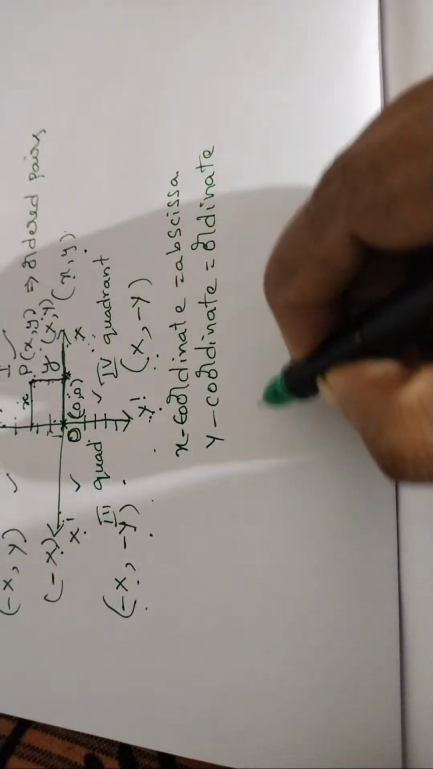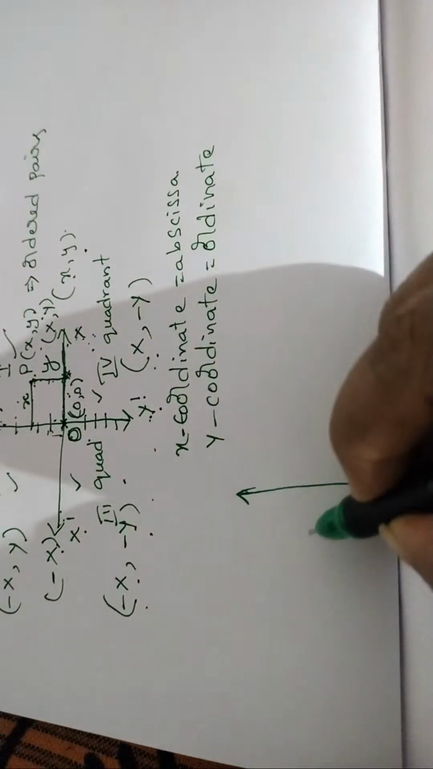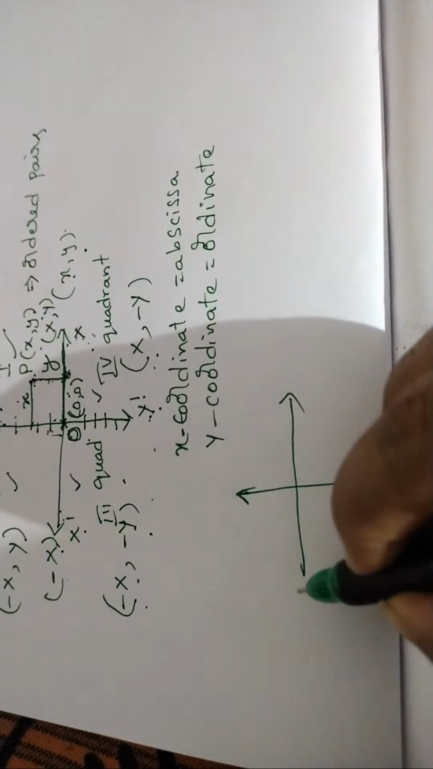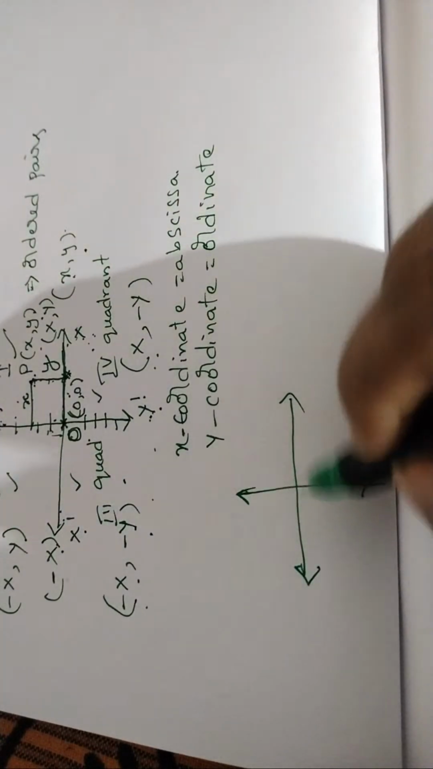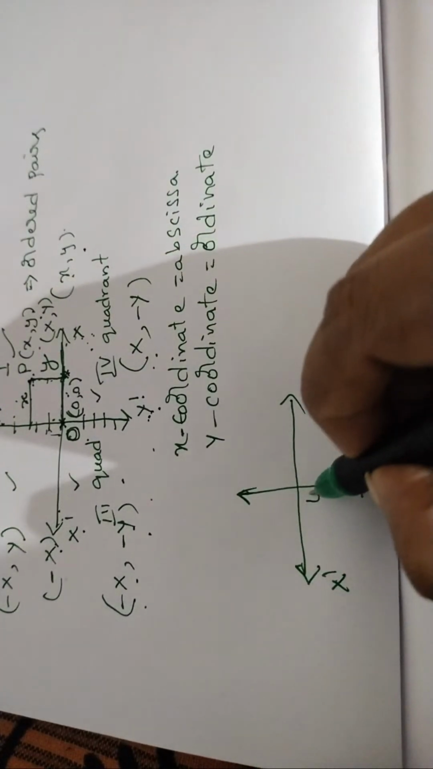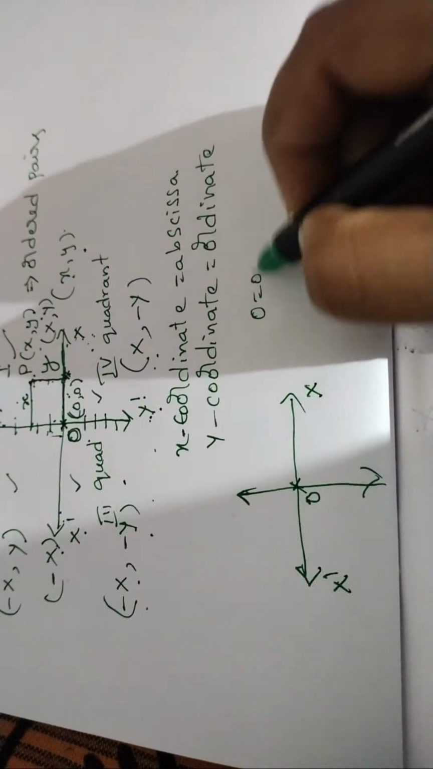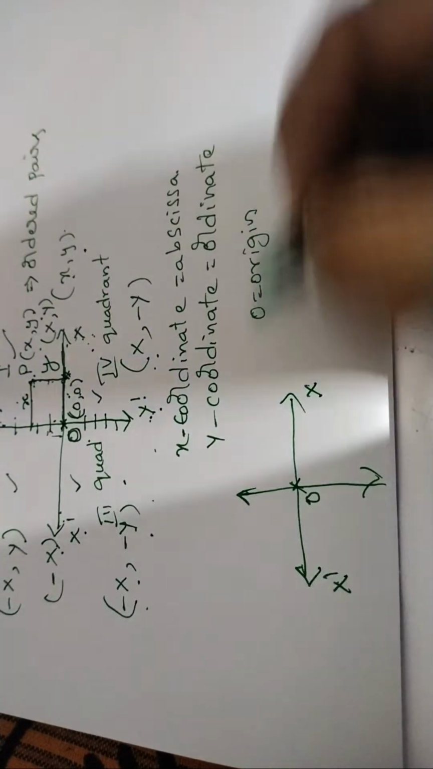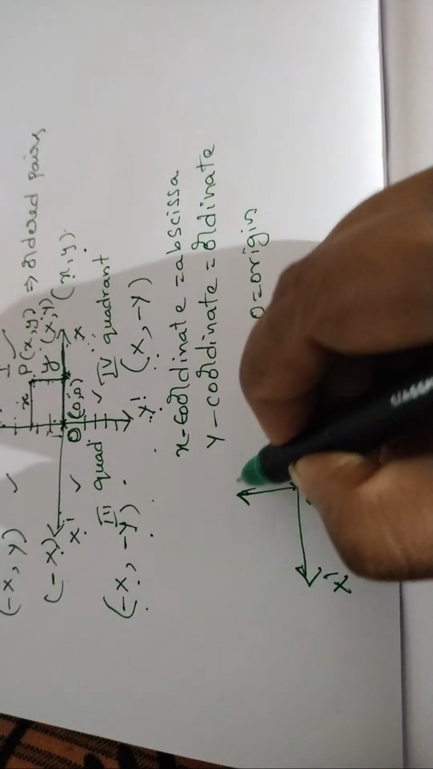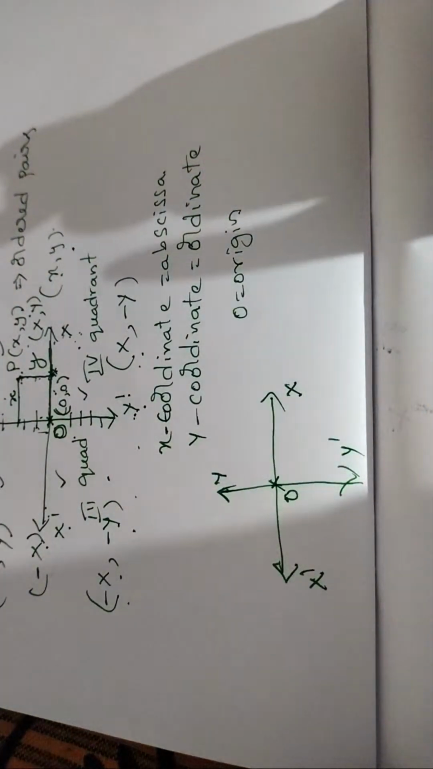Suppose I am taking a plane having straight lines, x dash, O is the origin. What is O? O is the origin. Above O is y, and below O is y dash.